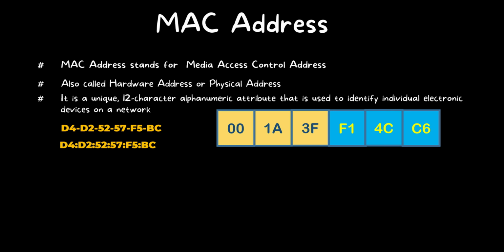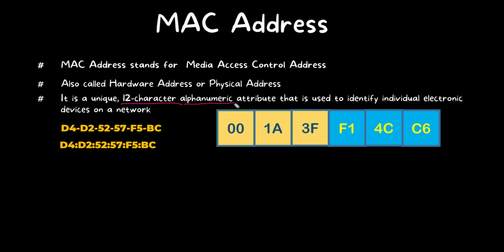As we said, the MAC address is a 12-character alphanumeric attribute. On this screen we can see the MAC address has 12 characters. If you count these characters, we can understand there are 12 characters. And what is the other specification? It should be alphanumeric. Here you can see the MAC address should be a combination of numbers and alphabets. We cannot have a MAC address which contains only numbers or only alphabets. It should be a combination of numbers and alphabets.